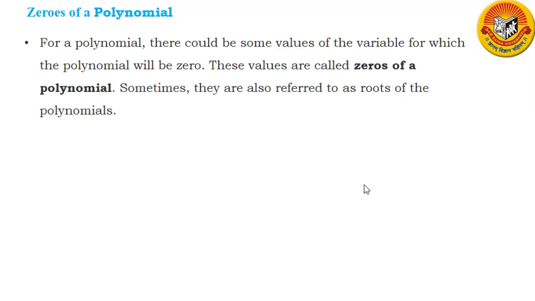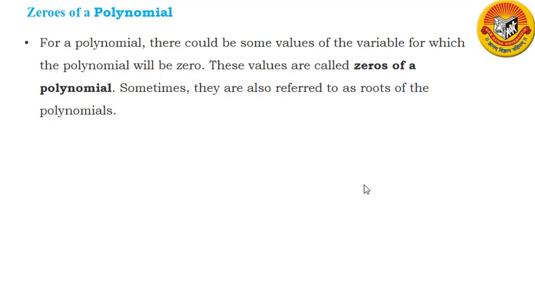Now for a polynomial there could be some values of the variable for which the polynomial will be 0. These values are called zeros of a polynomial. Sometimes they are also referred to as roots of the polynomial.